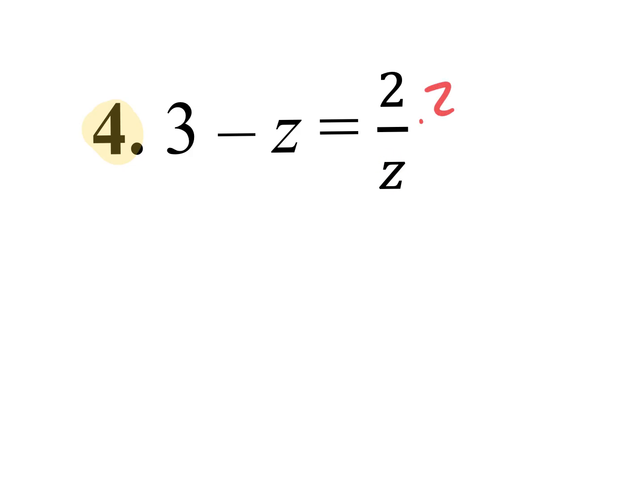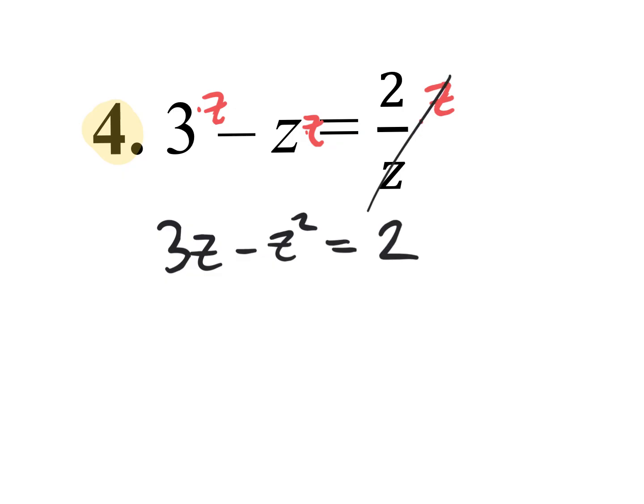I'm going to put a times z right there, a times z right there next to that other z, a times z right here next to the 3. So we end up with 3z minus, what's z times z? Z squared equals, and the fraction disappears, cancels out, you get a nice, beautiful 2. Now, right here, you should notice that this is a quadratic. And we've been dealing with quadratics a lot, right? So the idea is move everything to one side.